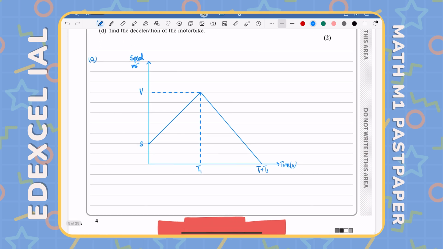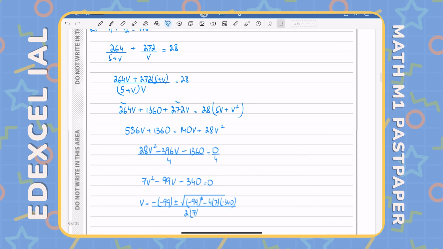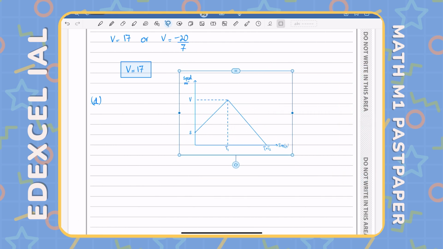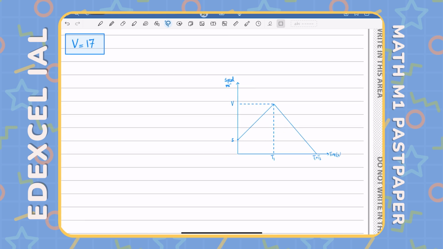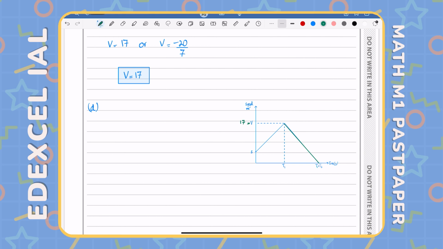So once again, we will have to use our graph. Let's copy this and paste it here. This is not the graph that I copied, but anyway, this will do the job. Deceleration basically means the gradient of this line. Now notice we already know what v is equal to. v is equal to 17, and we can find out t1 and t2. Technically we just need t2, because we just want the change in x. This was t2, remember the question told us.